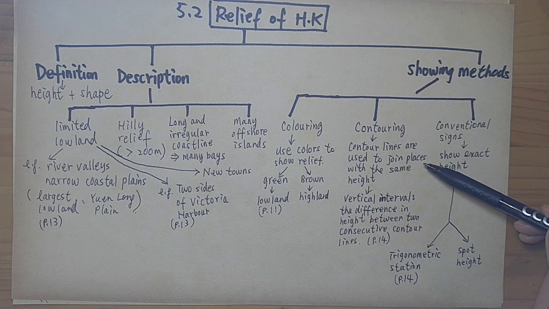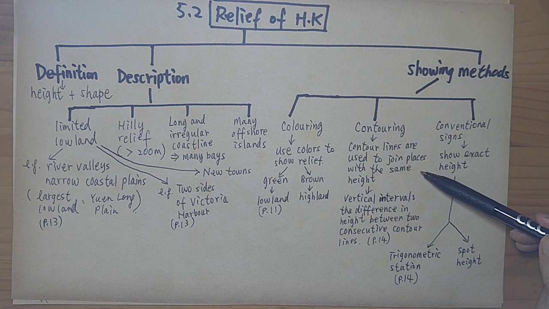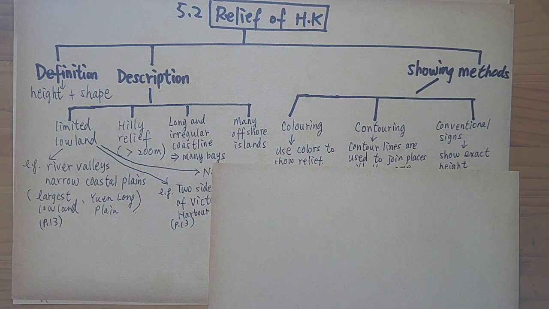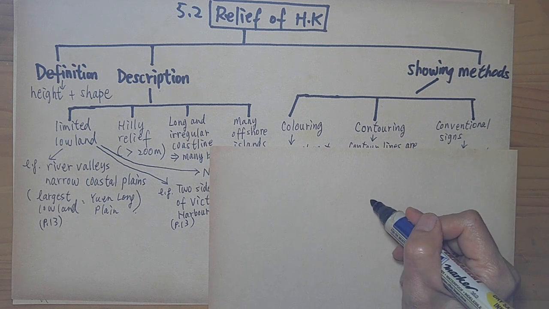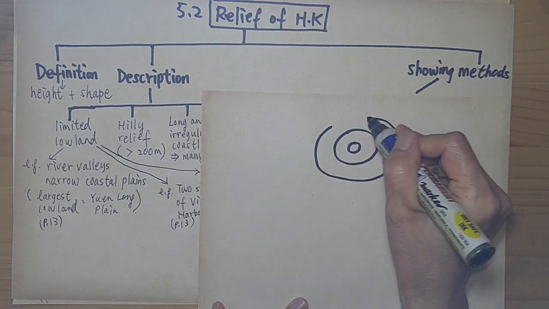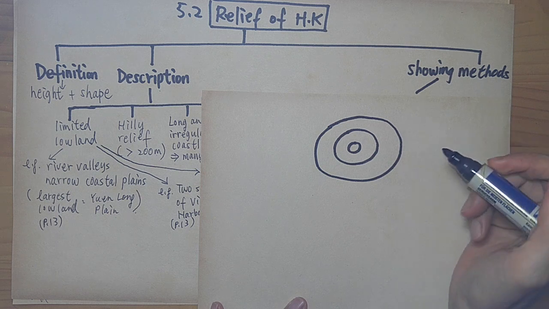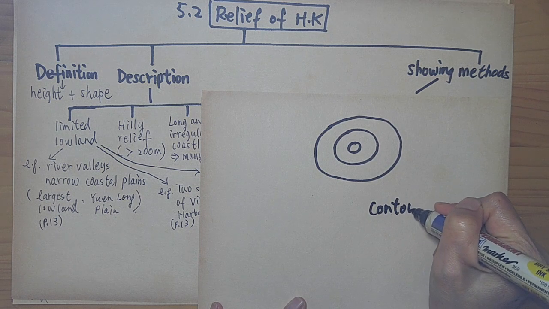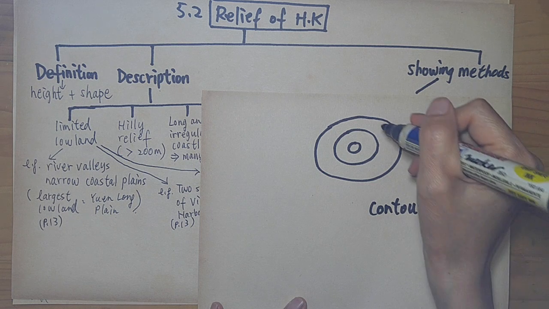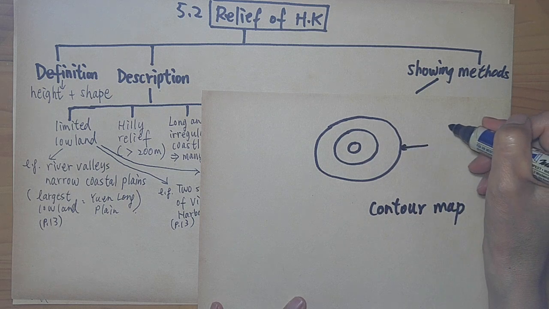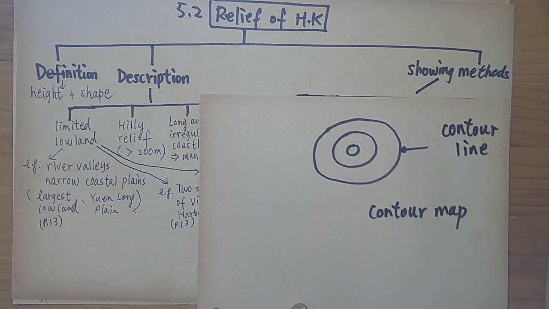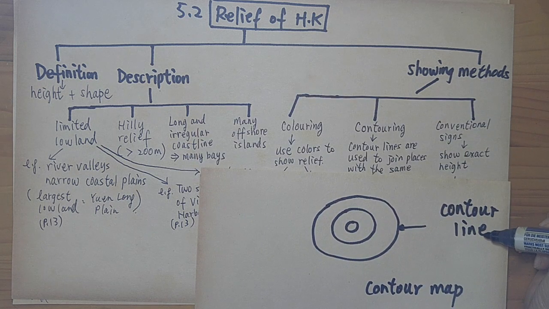This will be used to draw a contour map. So maybe I just showed you here. Now, for example, you have this, right? Now, this is the contour map, 等高線圖, and this is called contour line, 等高線. Now actually, what is contour lines here?